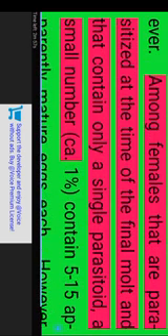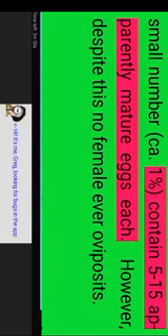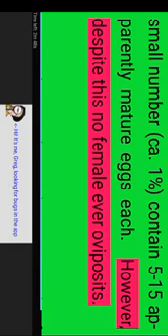Among females that are parasitized at the time of the final molt and that contain only a single parasitoid, a small number, ca. 1%, contain 5 to 15 apparently mature eggs each. However, despite this, no female ever oviposits. Hosts do not always die as a result of Strepsiptera parasitism.